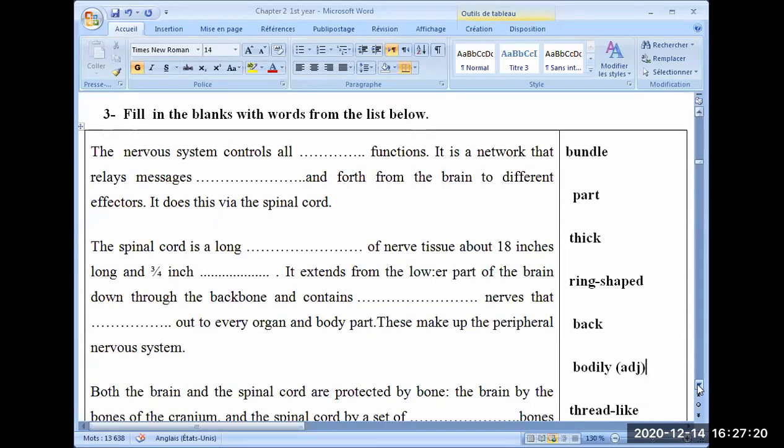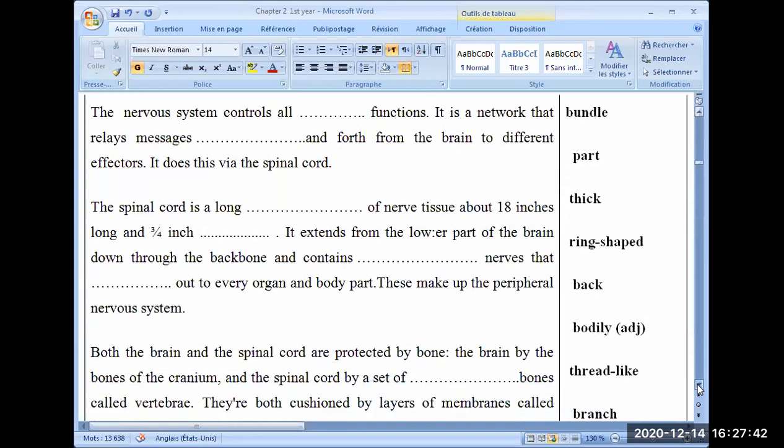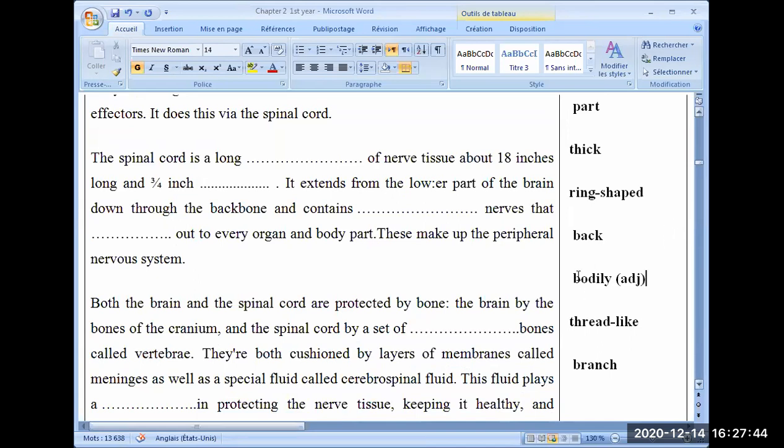The spinal cord is a long bundle of nerve tissue, about 18 inches long and 3/4 inch thick. 3/4 of an inch thick.